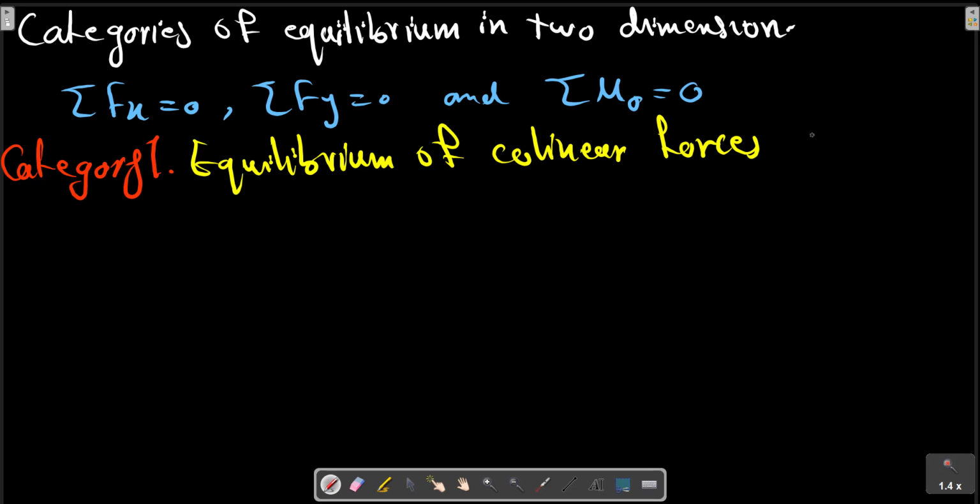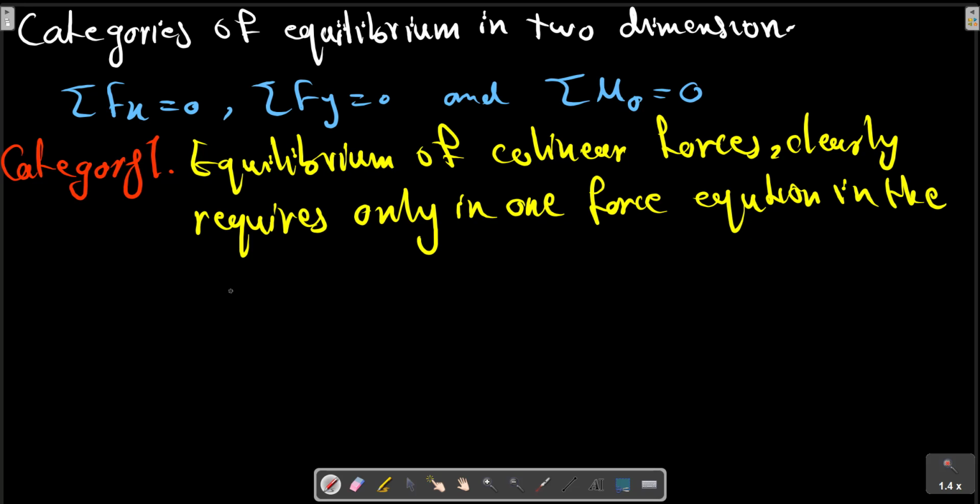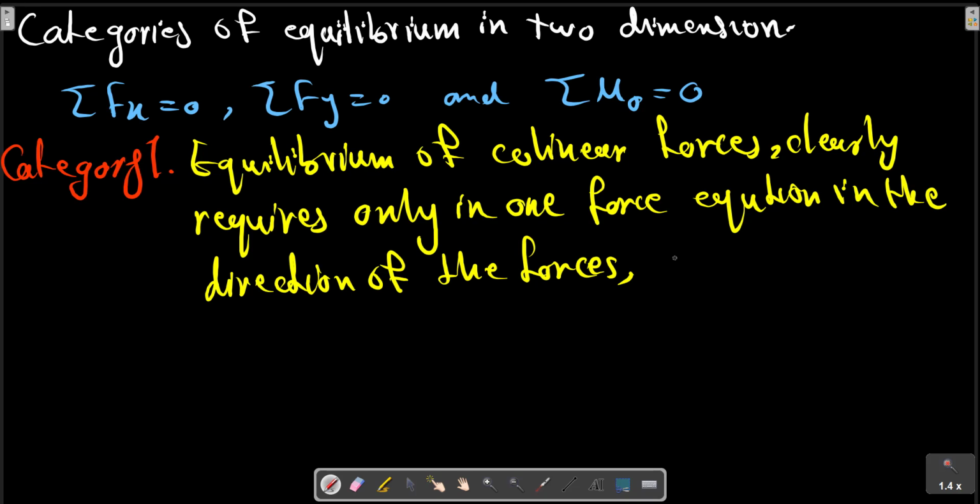Clearly requires only the one force equation in the direction of the forces, since all other equations are automatically satisfied.